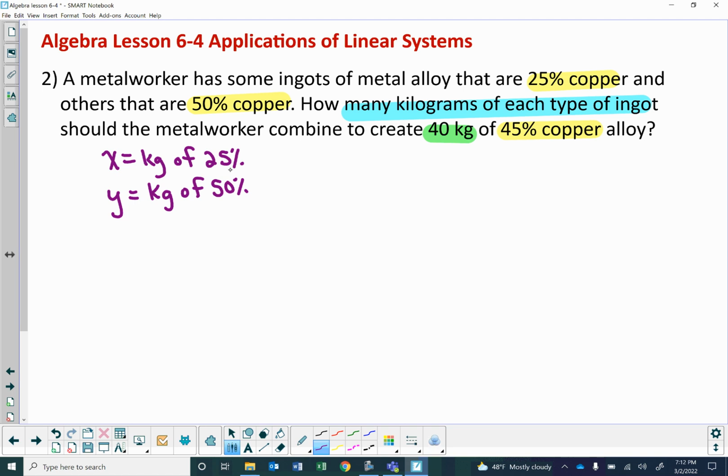Okay, we know that they want to create 40 kilograms. So one of my equations has to be based upon the number of kilograms that I'm going to have total. So the first equation is going to be based upon the mass of the alloy. The number of kilograms at 25% plus the number of kilograms at 50% cannot exceed 40 kilograms. It has to equal 40 kilograms. The other one is going to be the mass of the copper.